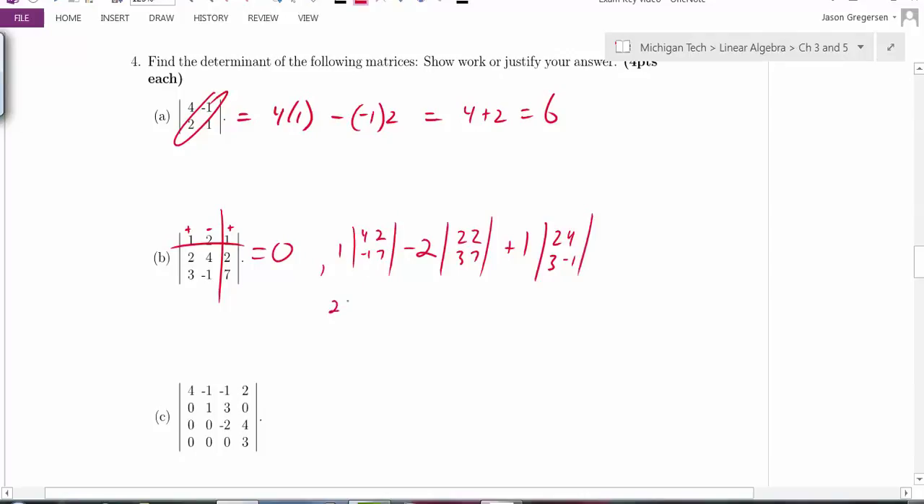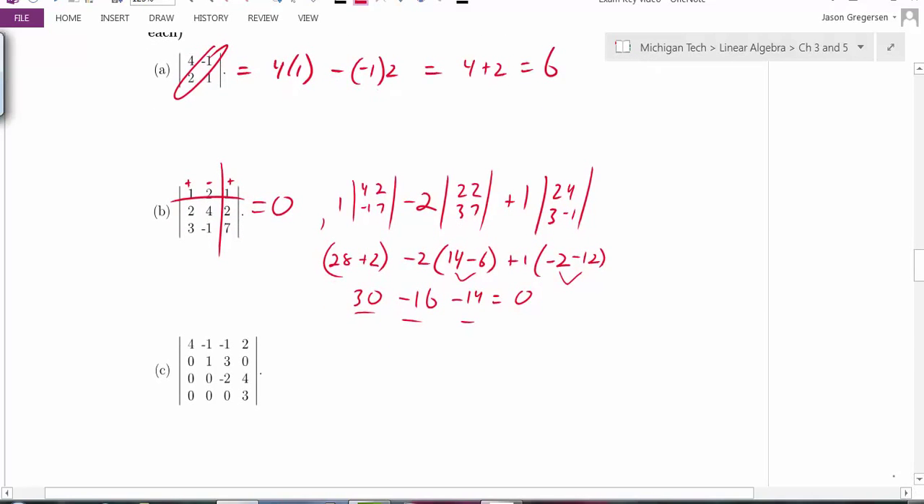Now I can calculate each of these pieces. This is 28 plus 2, minus 2 times 14 minus 6, plus 1 times negative 2 minus 12. So I have 30, and inside the parentheses here I would get 8, so this is negative 16. And over here I'm going to get minus 14. And so 30 minus 16 minus 14 is 0. So I can show it the long way as well.